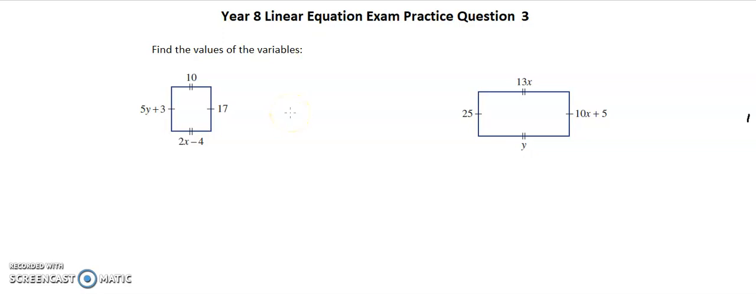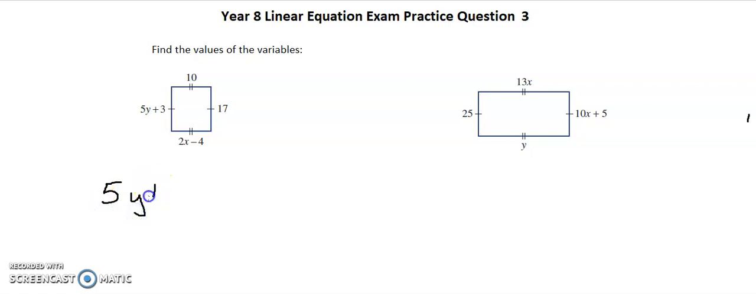Year 8 Linear Equation Exam Practice Question 3. Find the values of the variables. So in our first question, we can see when we have one line like that, it means they are even. So we can write that as an equation.